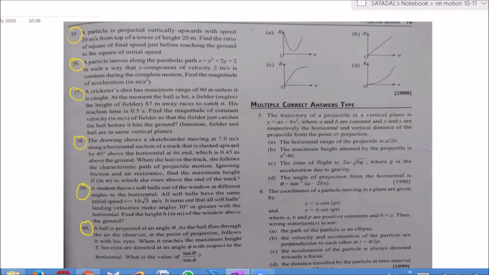Yes, Aditya? So same 2:1, sir. Yeah, correct. Go ahead.